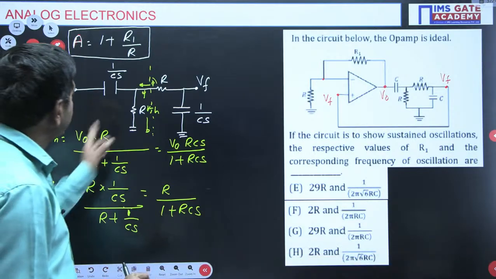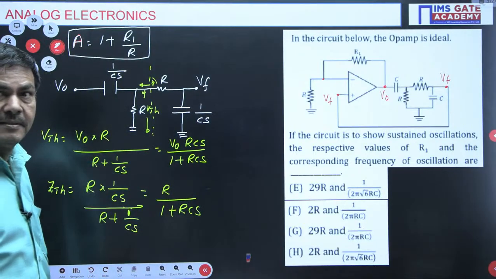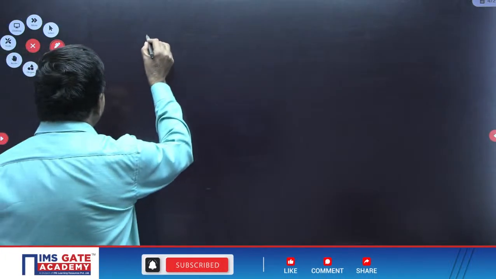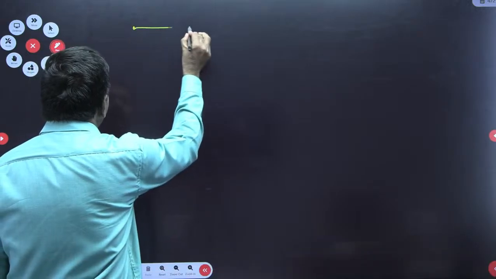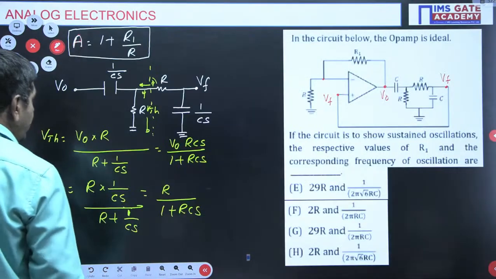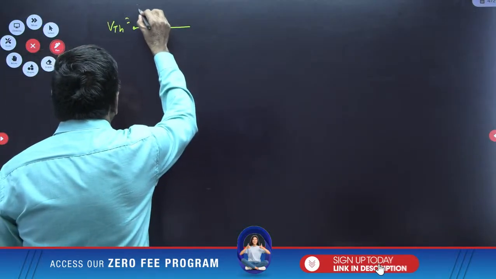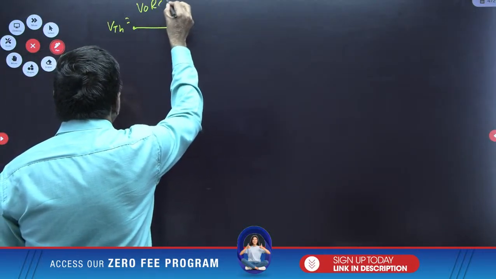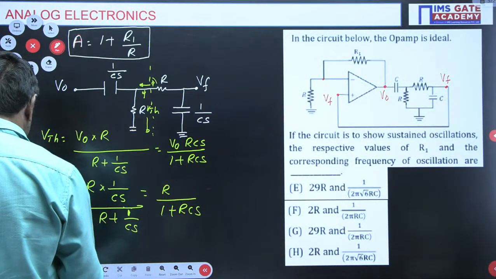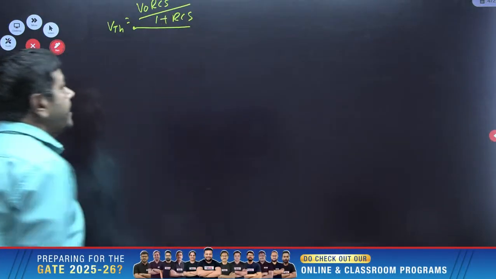Now, you can draw the equivalent circuit for this. Thevenin's equivalent circuit I can draw to find VF by V naught. How is Thevenin's equivalent circuit to be drawn here? I can draw it like this. This is VTH. VTH equals the value you got: V naught into RCS divided by 1 plus RCS. This is the VTH value.